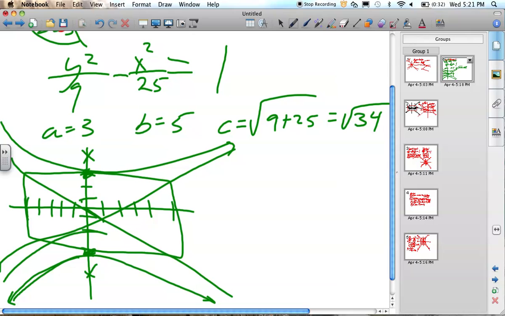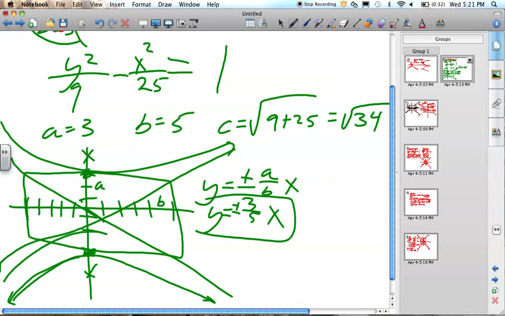Asymptotes. This is a little bit different. There's A. There is B, since it's vertical. So it's going to be plus or minus A over B x. So y is going to equal plus or minus 3/5 x. And there's the equation of both asymptotes. And that's all you need to know for this one.